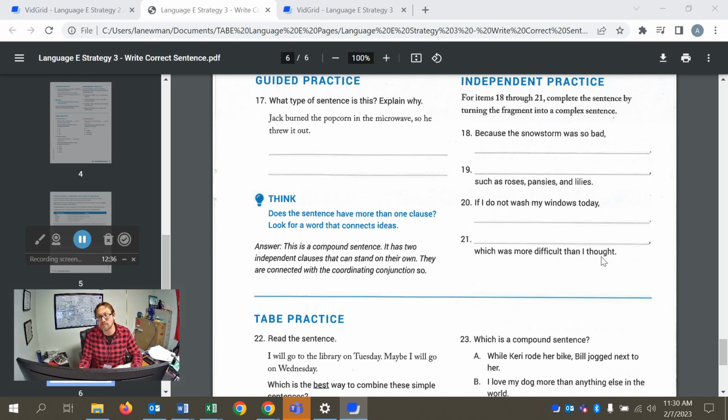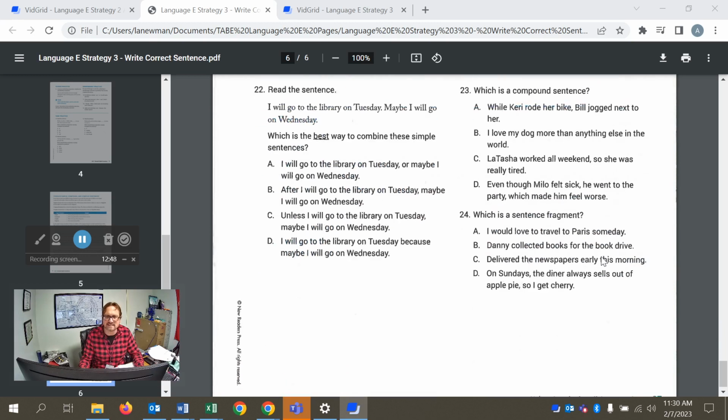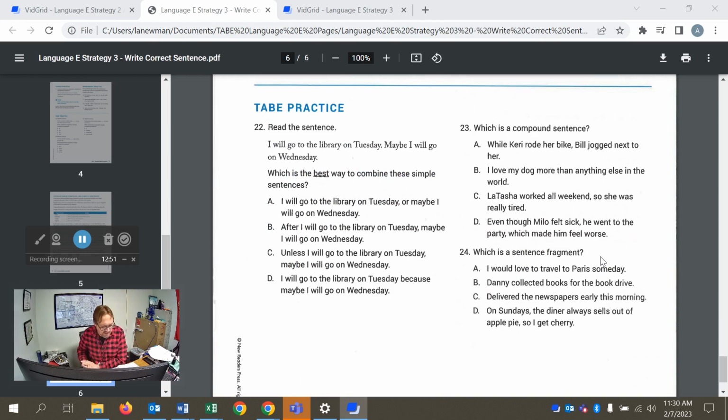You could have just had two words, actually. I walked, comma, which was more difficult than I thought. Just make sure that whatever you have plugged in on those 4 lines has a subject-verb relationship. Okay, then lastly, these 3 multiple choice questions.